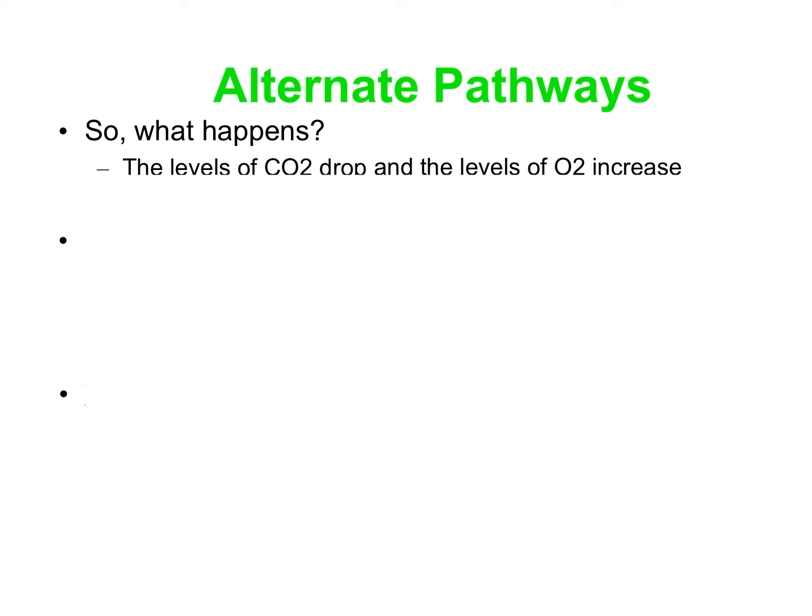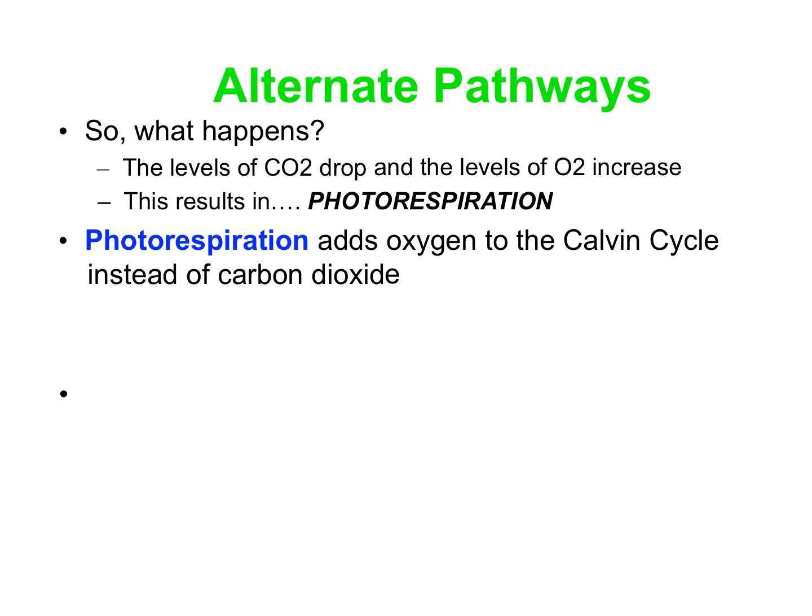So what happens? The levels of carbon dioxide are going to drop, which is going to cause the levels of oxygen to increase if the oxygen can't escape. And remember, this is opposite of us. They are breathing out oxygen, whereas we are taking in oxygen. So when this happens, it's going to result in the process of photorespiration. So we're kind of combining photosynthesis and cellular respiration. So photorespiration is adding oxygen to the Calvin cycle instead of carbon dioxide. So we had carbon dioxide as one of our inputs, but now we can change that to being oxygen. So we're going to alter it a little.